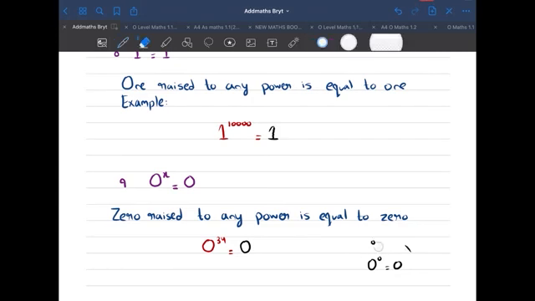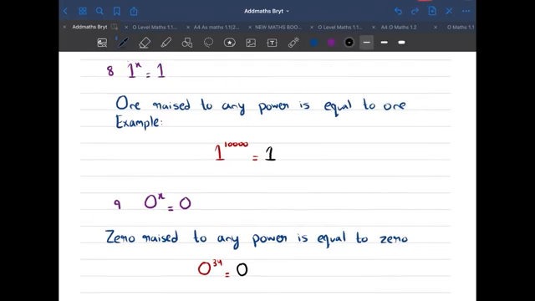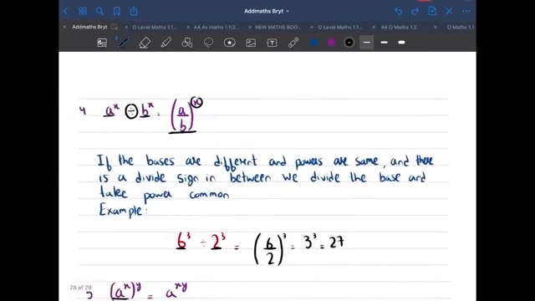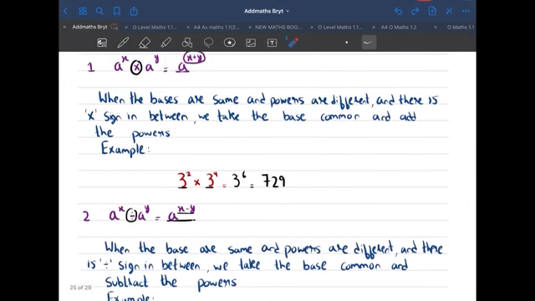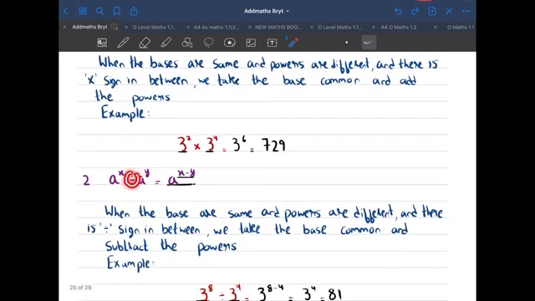I hope these 9 points are clear. Now let's go through all of them once again, last time. When the bases are the same, powers different, and multiply in the middle, take the base common and add the powers. When divide in the middle, take the base common and subtract the powers.